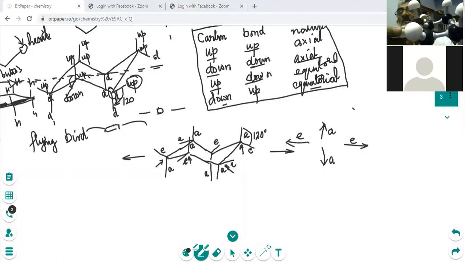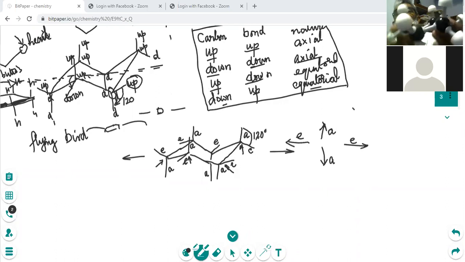See. Now all the 6 carbons are seen. Here you can see 3 of them, and here you can see 3 of them. Clear? See, this is the cyclohexane molecule.